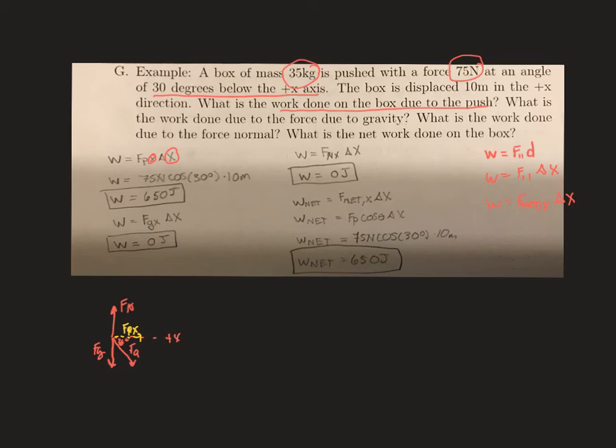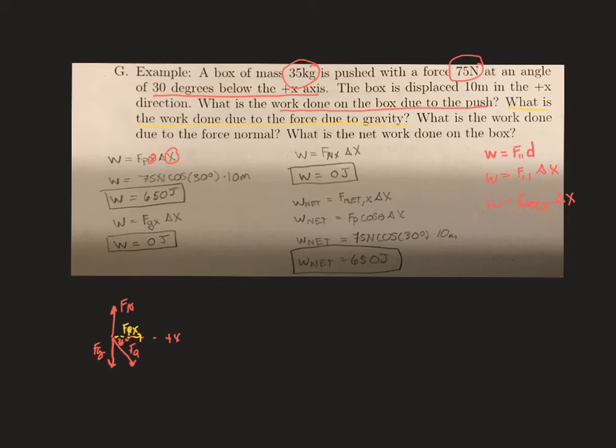Alright, so in part B, we're being asked, what is the work done due to the force due to gravity? If we look down here in our free body diagram, the force due to gravity is in the negative y direction. None of it points in the x direction. So I would plug in 0 for the force due to gravity in the x direction. This is not an inclined plane problem, which means none of the force due to gravity acts in the x direction, and I would take that times 10 meters, and 0 times 10 is still 0. So there's no work being done by the force due to gravity on the box.